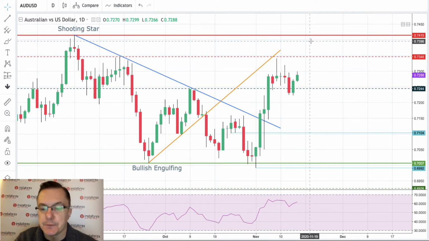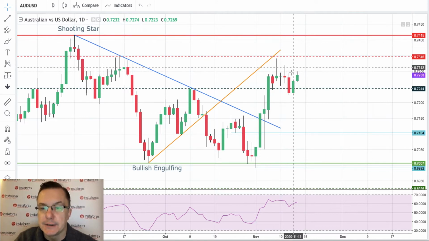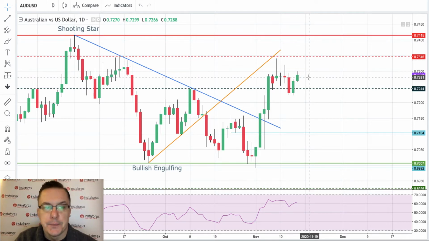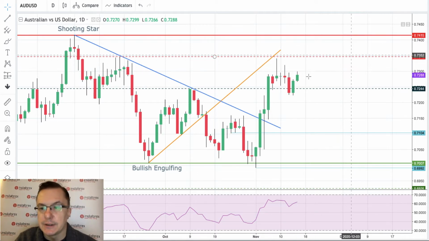That means we are going to trade even higher, but first we need to go a little bit more towards the level of 7,346. So for now it looks good.